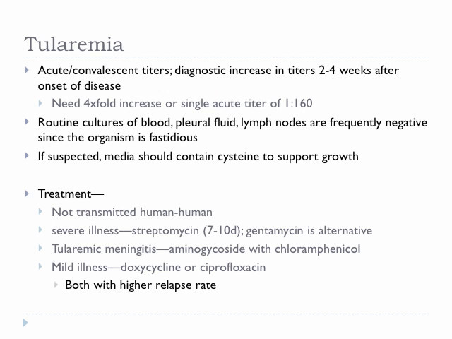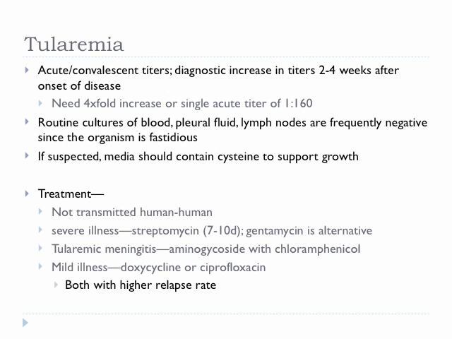So again, the diagnosis, we had a question this last week. Is it acute and convalescent titers, a 4-fold increase between both, or a single acute titer of 1 to 160? Routine cultures of blood, lymph nodes, and pleural fluid are almost always negative because this organism is very slow growing. If suspected, media should contain cysteine to support growth, and they could also be grown on chocolate agar, but that's something I found a lot of. You should ask the lab to add cysteine to the media if you suspect this.